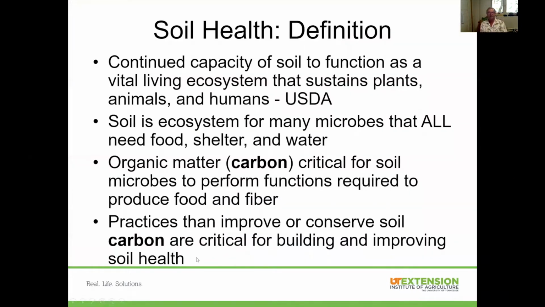Definition of soil health. We'll continue to use the USDA definition that describes soil health as the continued capacity of a soil to function as a vital living ecosystem that sustains plants, animals, and humans. So when we look at the soil as an ecosystem, the thing that is critical in this ecosystem is the microbes that live there. And they all need food, shelter, and water.